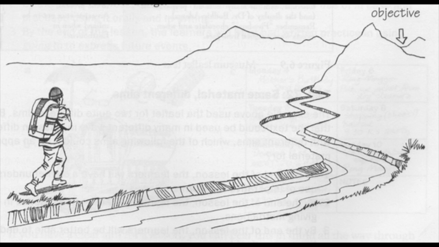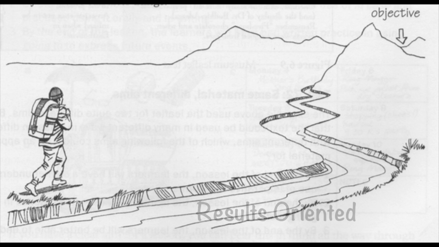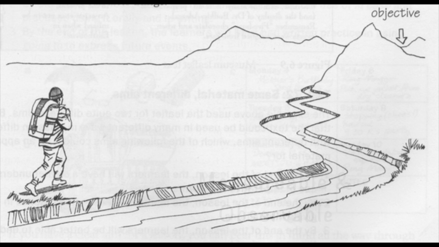Objectives are an incredibly important part of lesson planning. Objectives provide a roadmap for where a lesson is going and should be specific, clearly written, unambiguous, and results-oriented. They should be measurable and observable to be truly effective, which is why using verbs like learn or understand do not make very good objectives, as these words are hard to measure.